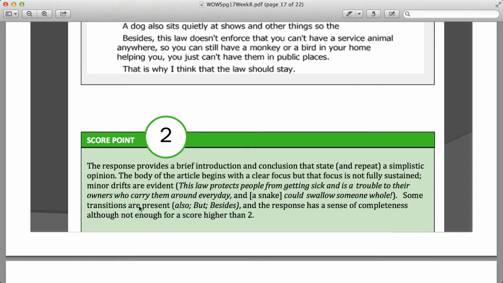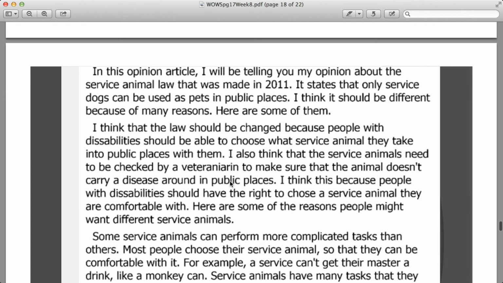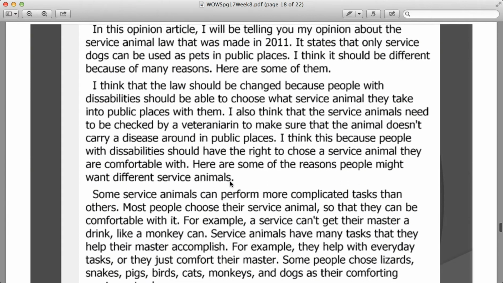There are some transitions. Remember, I told you they like transitions, also, but, and besides. And the response has a sense of completeness, although not enough for a score higher than a 2. So, better than just a 1, but still could use some work. Here's an example of a 3.